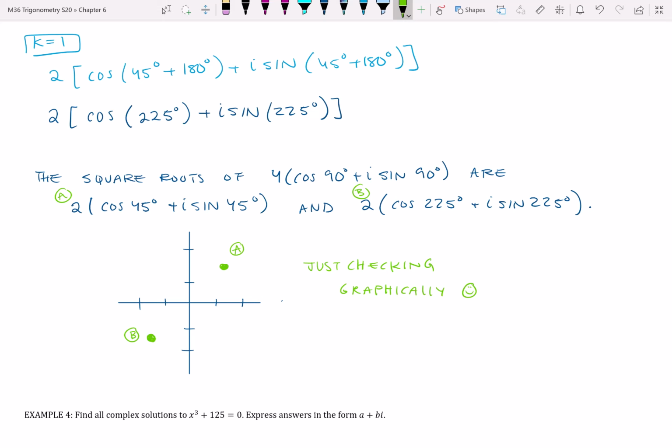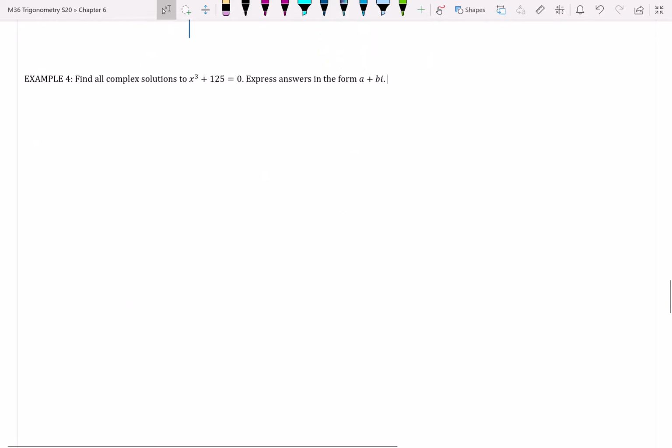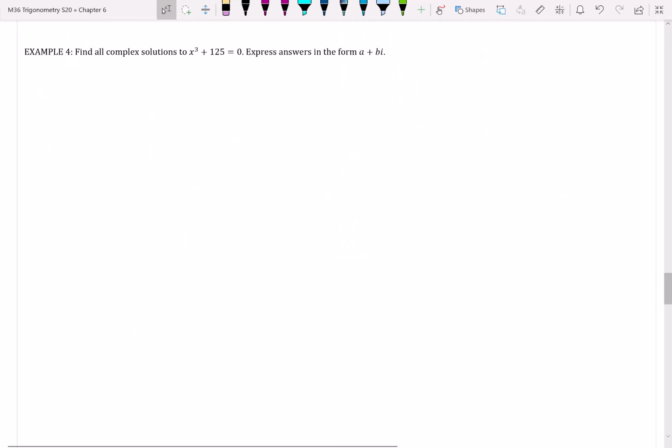Let's try another problem, another format of asking you to do the same thing. The problem says find all complex solutions to x to the third power plus 125 is equal to 0.